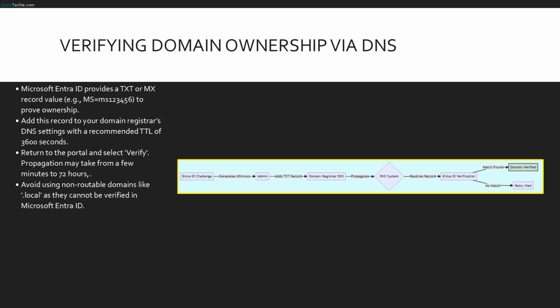Once added, return to the Azure portal and click Verify. If it fails immediately, wait a short while for the DNS changes to propagate across the internet. Note that you cannot use internal-only domains like .local because they are not routable on the public internet. This flow shows the verification loop.